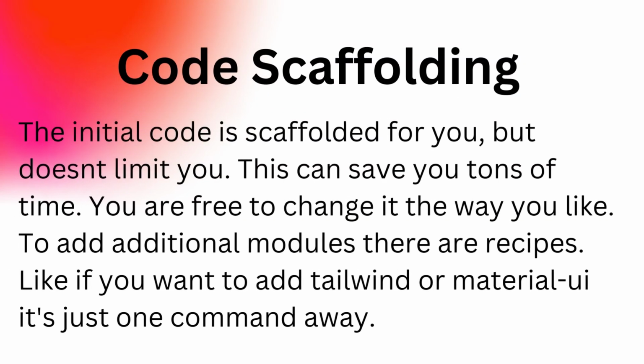The third key feature is code scaffolding, which means that the initial application that you get has some components which I mentioned, like you get ESLint, you get Prettier out of the box, plus additional modules. And it's very easy to add more features. You have recipes which you can use, like if you want to add Tailwind or Material UI, it's just a command away. You can simply run a command and add those features.